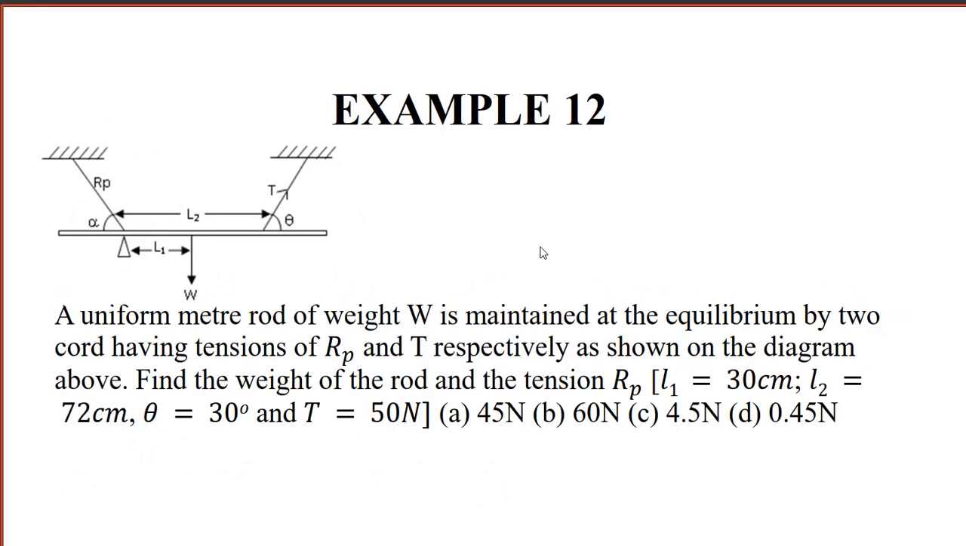A uniform meter rod of weight W is maintained in equilibrium by two cords having tensions RP and T respectively, as shown in the diagram above. Find the weight of the rod and the tension RP. Now, let's look at this question.